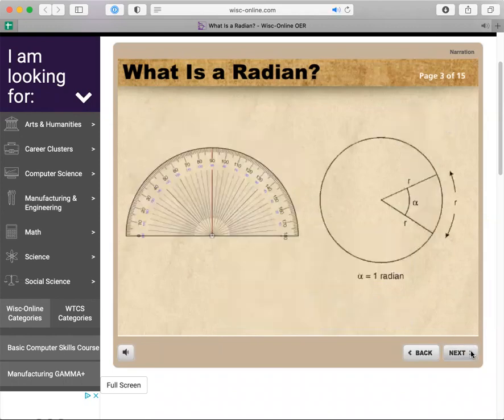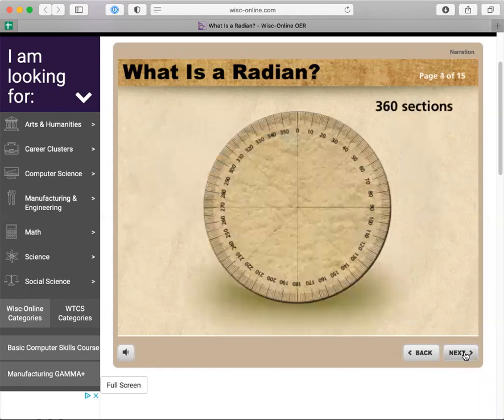Two methods are typically used to measure angles. They involve degrees and radians. So here we see degrees on the left with the protractor showing that there are 180 degrees in half a circle. And then this activity is going to explain the meaning of a radian. The Babylonians chose to divide a circle into 360 sections. Select Next to learn why they picked the number 360.